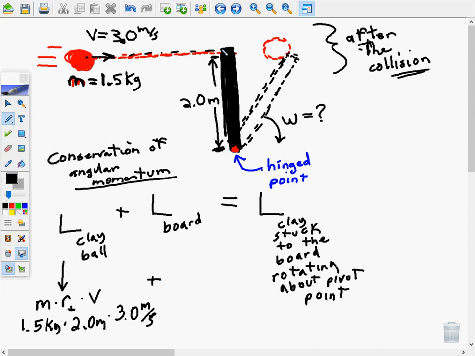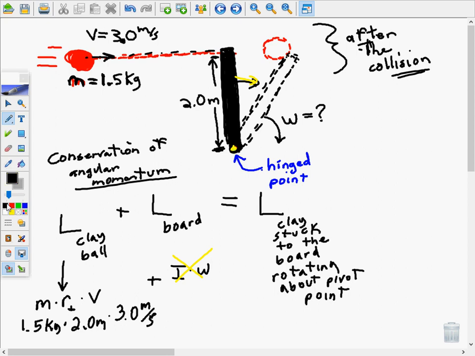Now, this board right here that's hinged on that side, it's not rotating prior to the clay hitting it. Since it's not rotating, if I said that's going to be equal to I times omega, omega here is going to be 0 because it's not rotating yet before the clay hits it. So this term's just going to drop out because the board's not rotating yet. It doesn't have angular momentum yet about this point prior to the clay hitting it. So that term drops out.